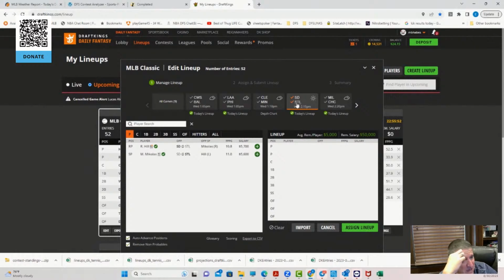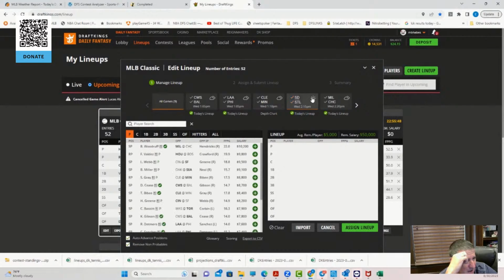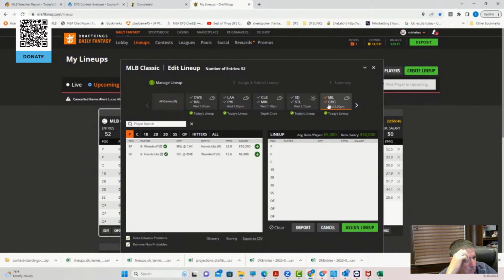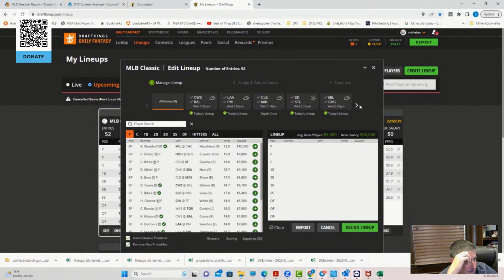Mikolas, probably San Diego might. Well, Mikolas at 5,600 might be a good punt play if there's a big stack that we want to get to, which doesn't look like it. Milwaukee, Chicago, Woodruff 10-2. We've got to look at the win there. That projects well. That could be a good play.